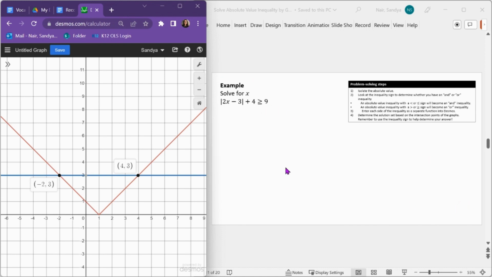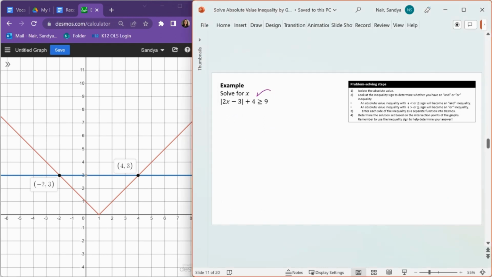So now let's try this example. Well, this is one of those problems where my absolute value is not isolated, right? I have extra fluff that I need to get rid of to get that absolute value by itself. So how do I get rid of this +4? Well, remember, I need to use an inverse operation. So I'm going to actually subtract 4 from both sides. And so that's going to give me the absolute value of 2x minus 3 is greater than or equal to 9 minus 4, which is 5. So now I can work on solving this inequality.